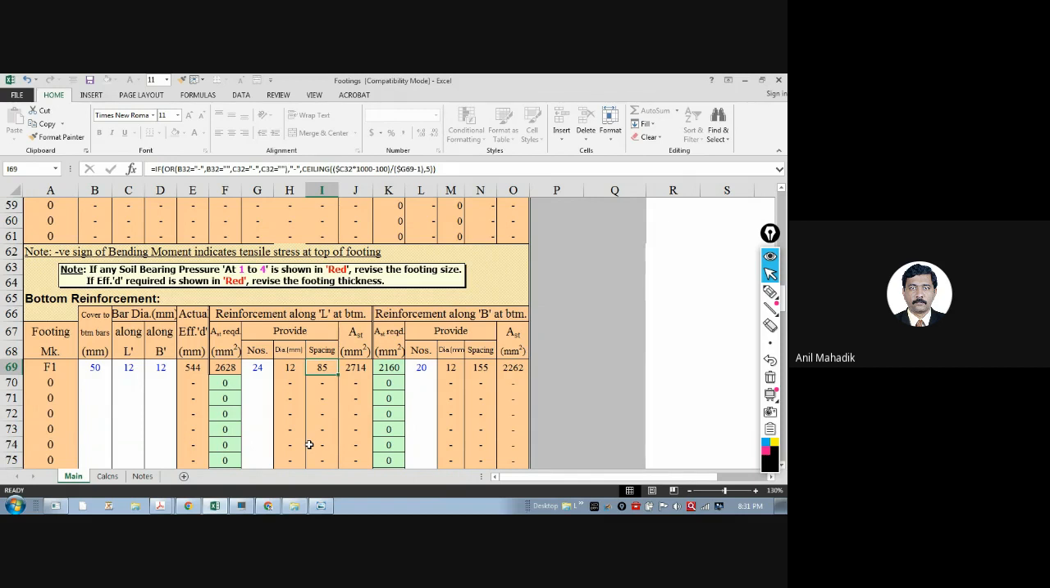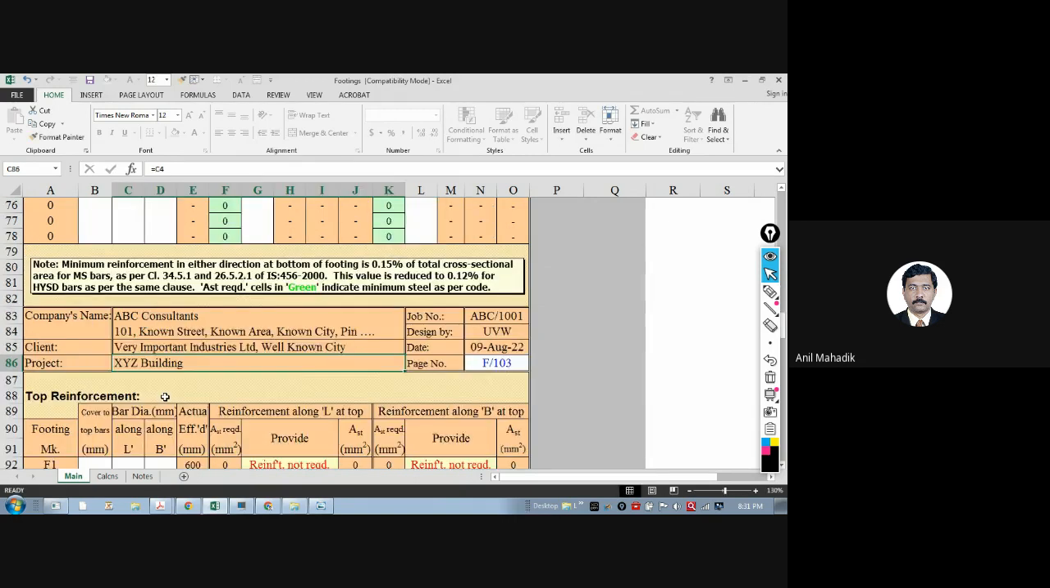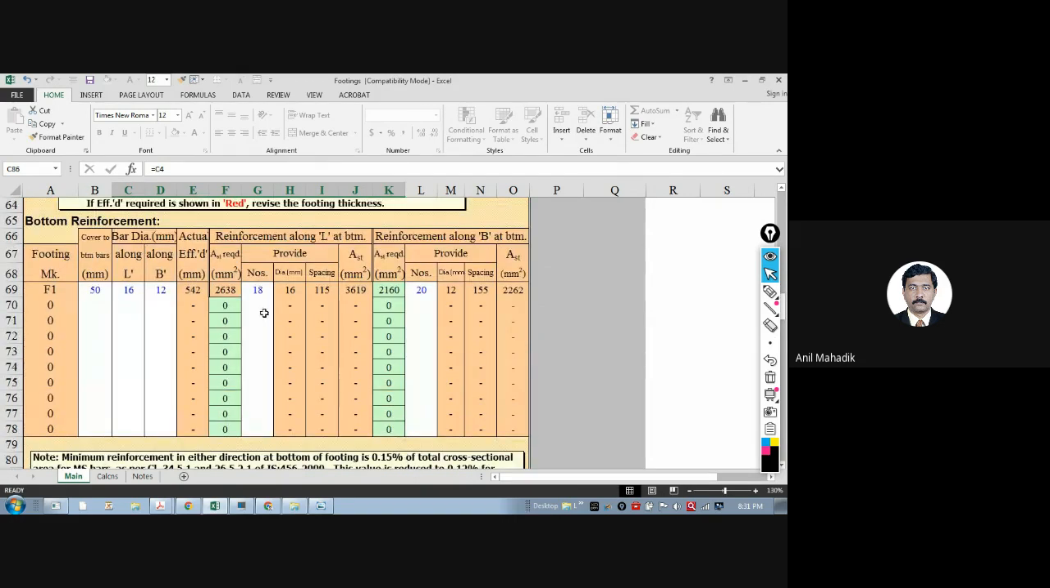So what can we do then? We can increase the bar diameter. Increase the bar diameter, let's say 16. Now again go here. Let's make it 20. Yes, do 18 first. That means 16 at 160 spacing is needed. So you can consider 16 at 150 here. Here how much do you want? 12 at 155.